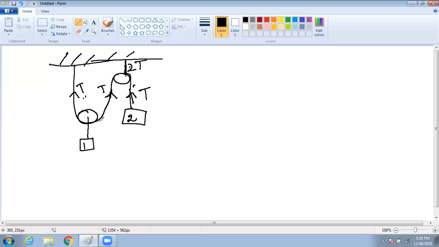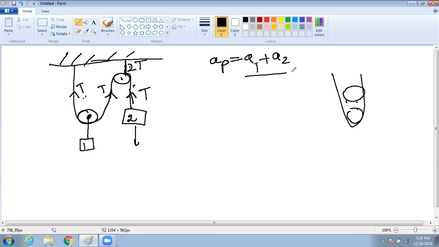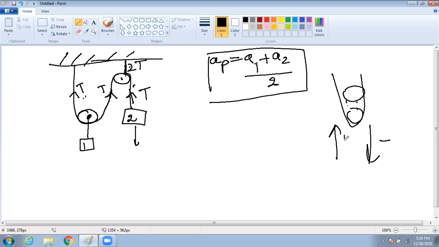The acceleration here is different. How to find it? For this we have to find the formula for AP, the pulley acceleration. This is a movable pulley. If you pull it down, this pulley will go up. That means the pulley is moving and has acceleration. So what is the formula? I told you, (A1 plus A2) by 2. Whenever there is a downward movement, you take negative. Whenever there is an upward movement, you take positive.